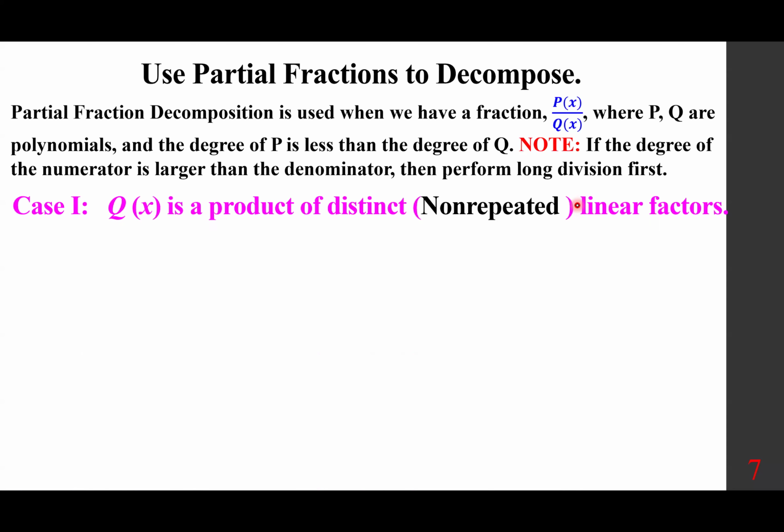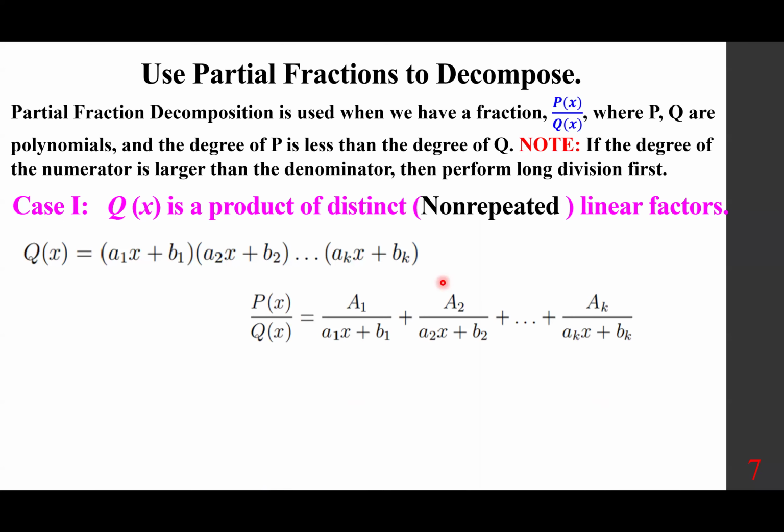So here's case one. Q of x is a product of distinct, non-repeated linear factors. We talk about the denominator. The denominator is a sub 1 x plus b sub 1, a sub 2 x plus b sub 2, and so on. If that is the case, we write it in this format. A sub 1 over this one, a sub 2 over this one, all the way to a sub k over this.